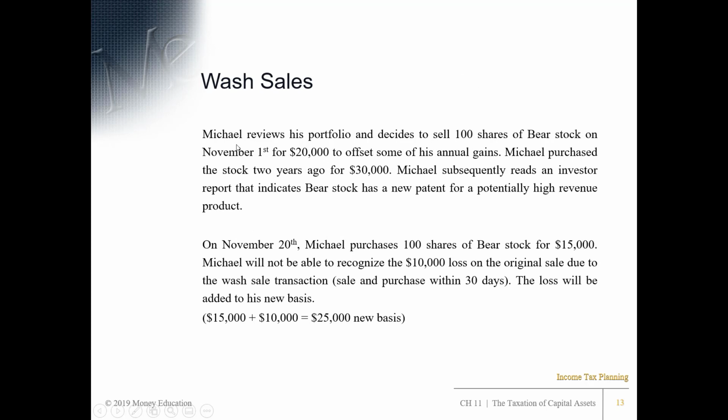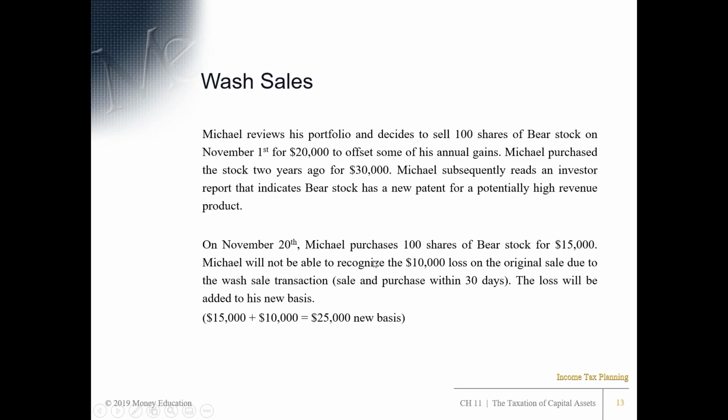Wash sales. So Michael reviews his portfolio and decides to sell 100 shares of Bear stock on November 1st for $20,000 to offset his annual gains. Michael purchased the stock 2 years ago for $30,000. He subsequently reads in an investor's report that Bear stock has a new patent for a potentially high revenue product. On November 20th, Michael purchases 100 shares of Bear for $15,000.